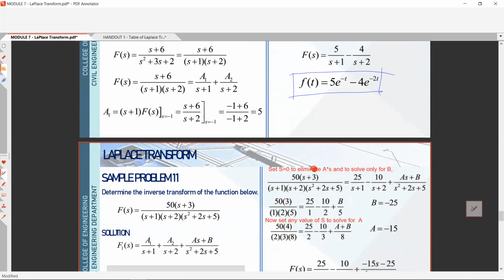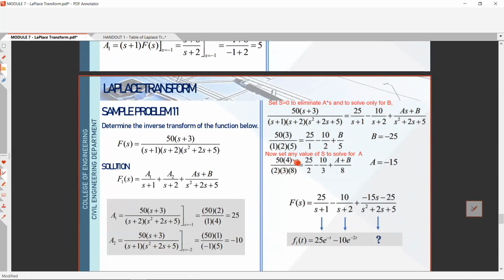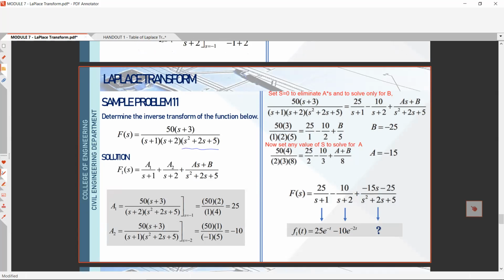Sige, next is this one. So determine the inverse transform of the function below. Okay. So 50 s plus 3 over s plus 1, s plus 2, s squared plus 2s plus 5. Take note of this one. Yan. Hindi mo yan ma-factor. Okay? Hindi mo siya ma-factor pero ang roots nito is real pa rin. Pero hindi mo siya ma-factor ng easy kasi may decimal yan.